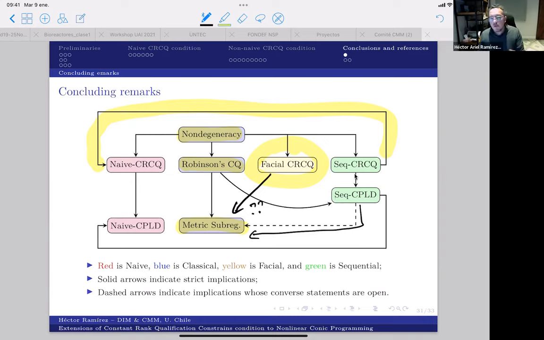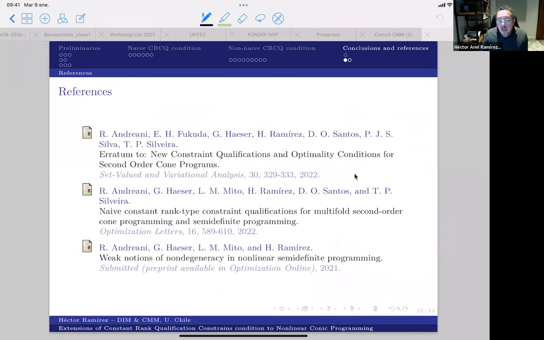So there are still some open questions, but we have at least three extensions of constant rank, one naive and two more involved. All of them have pros and cons, so it is not clear to us which is the best one. I would like to introduce in this talk the facial one because it has this geometric interpretation, which is very beautiful, even for nonlinear programming. And that's it. I finish with some references.